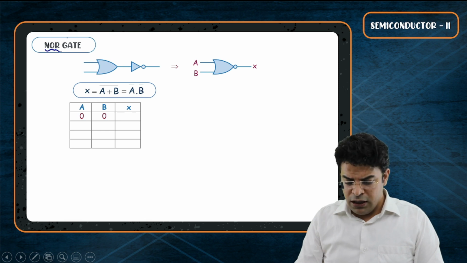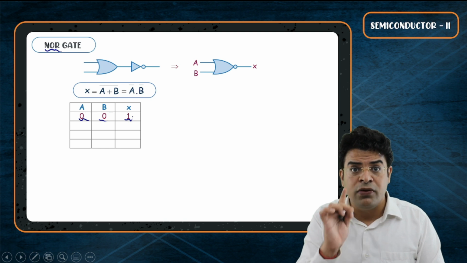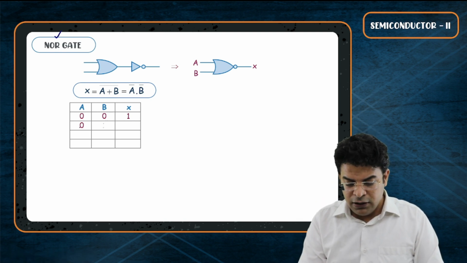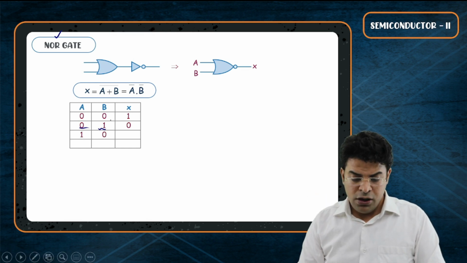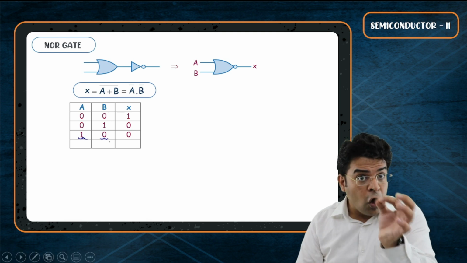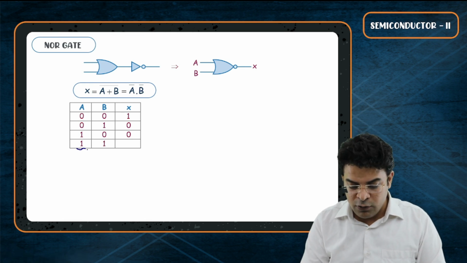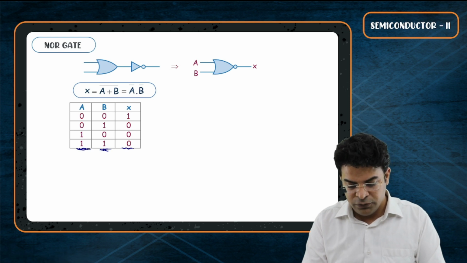So for an OR gate, you will get 0, 0, 0. For a NOR gate, you get 0, 0, 1. For an OR gate, you will get 0, 1 as 1. For a NOR gate, you get 0, 1 as 0. For an OR gate, you get 1, 0 as 1. For a NOR gate, you will get 1, 0 as 0. For an OR gate, you will get 1, 1 as 1. For a NOR gate, you will get 1, 1 as 0.